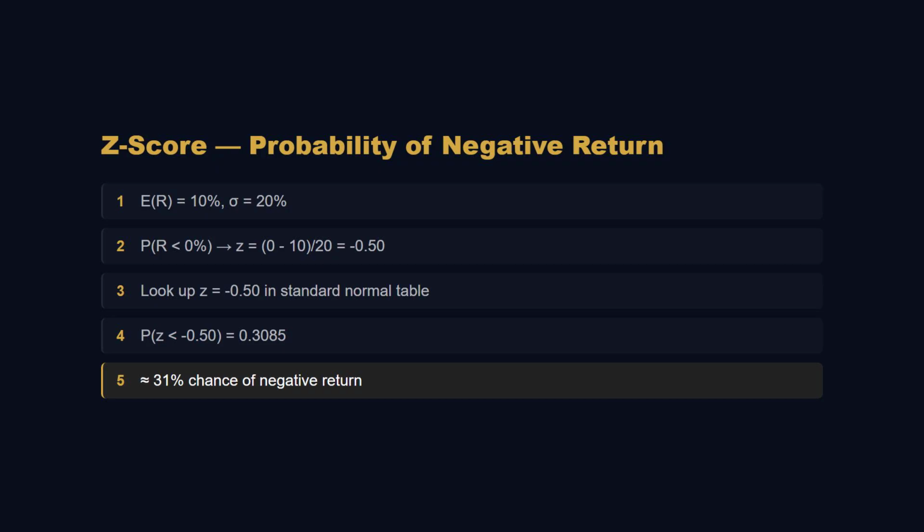About a 31% chance of losing money in any given year, even though the expected return is positive. This is why risk matters. A positive expected return does not guarantee a positive outcome. The standard deviation tells you how much uncertainty surrounds that expectation.